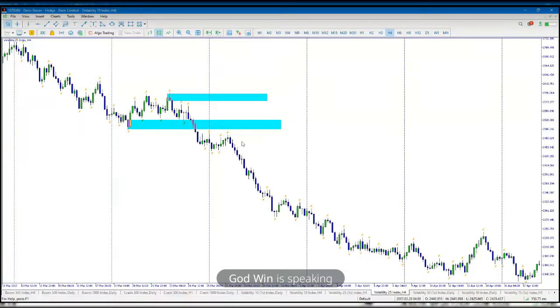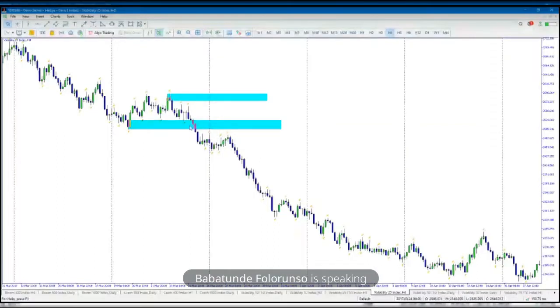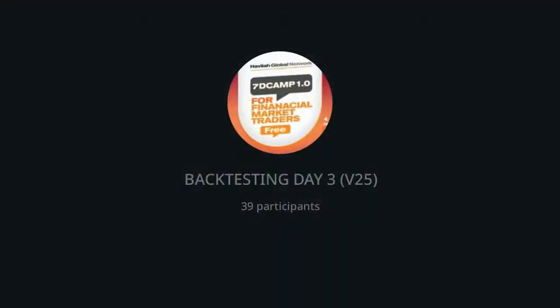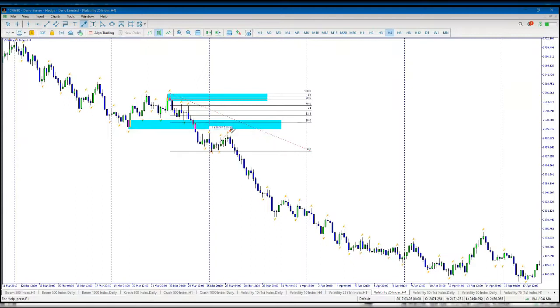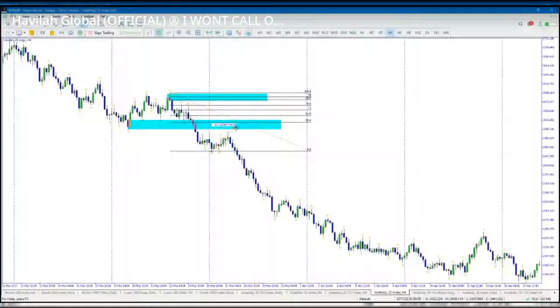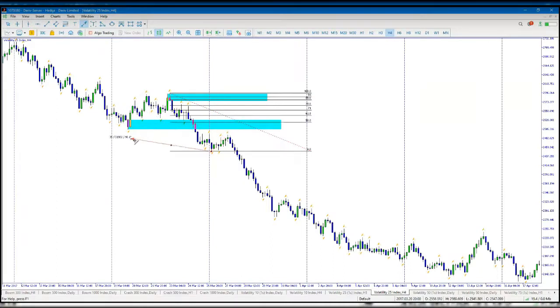Looking at this move now, let me draw my premium and discounts. This is the second time the V75 will be breaking the law of premium and discount zone, because ordinarily we should expect this guy to move above, at least we should sell above the 50%. But this is the second time this guy will be breaking that law of premium and discount, which means V75 can also be prone to breaking the law of the premium and discount zone.